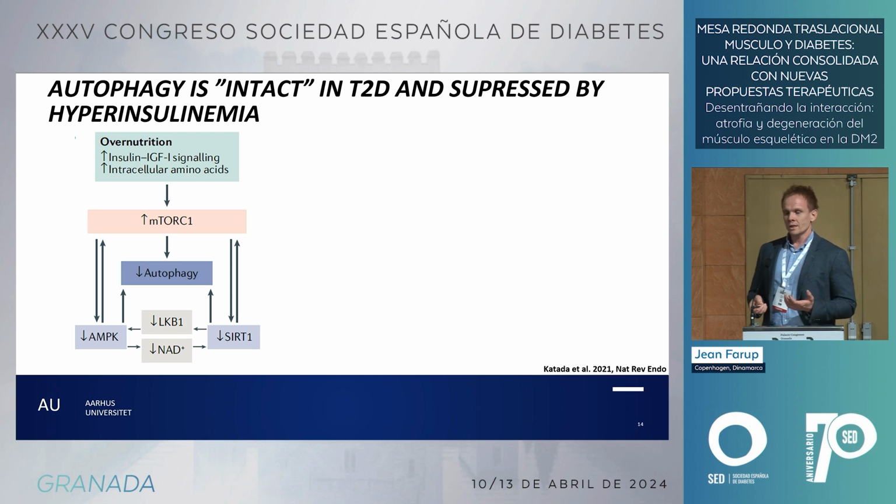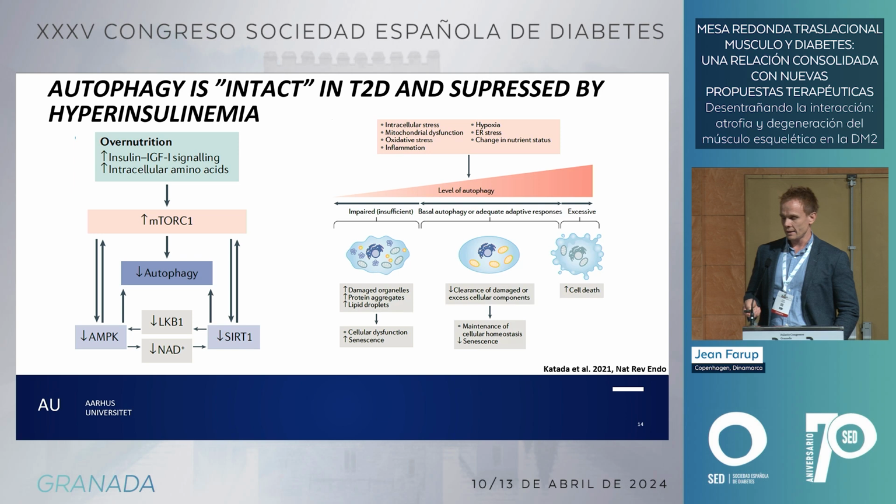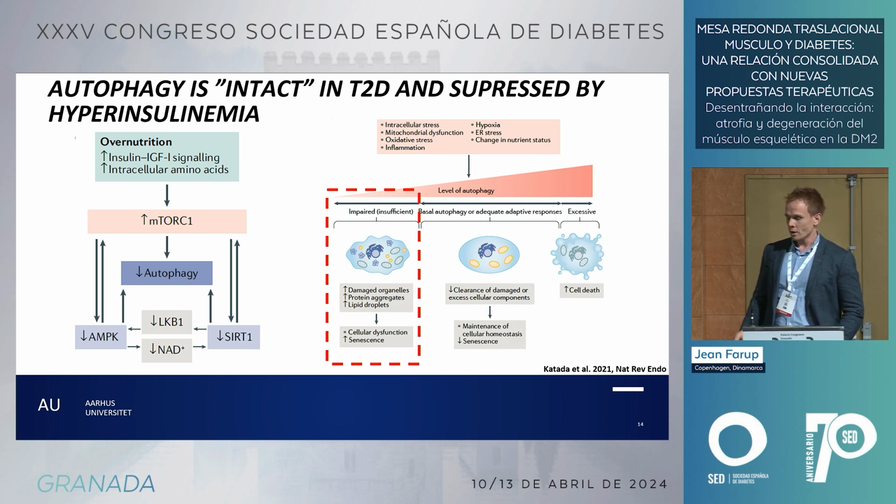And this puts us in a situation where we have extended periods of time with hyperinsulinemia and potentially also increased amino acids, activating mTOR and inhibiting autophagy in these patients. And this puts these patients at a spectrum of autophagy that is insufficient to degrade the organelles that have been damaged and eventually causes, we believe, this change in morphology that we see in these type 2 diabetic patients.